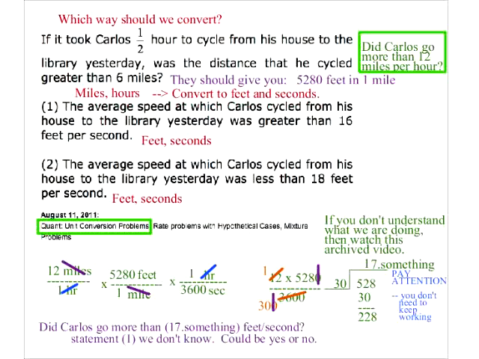Statement 2, if it's less than 18, that still encompasses speeds that are greater than 17 point something and speeds that are less. So same deal. And then together, it's still the same. Together, you're boxed in between 16 and 18 feet per second, but that's still not good enough. Still values that are less and greater than this. So E.